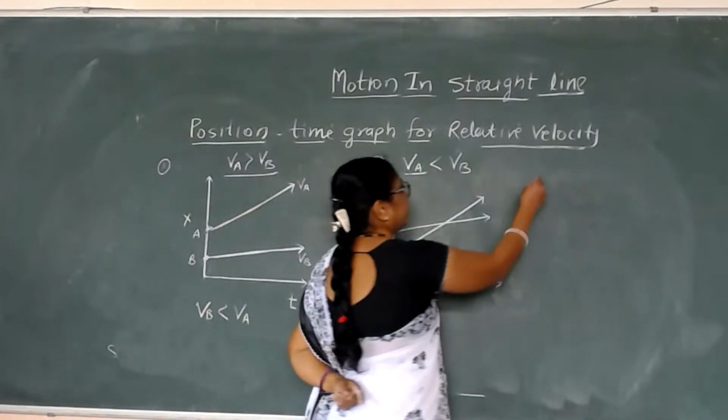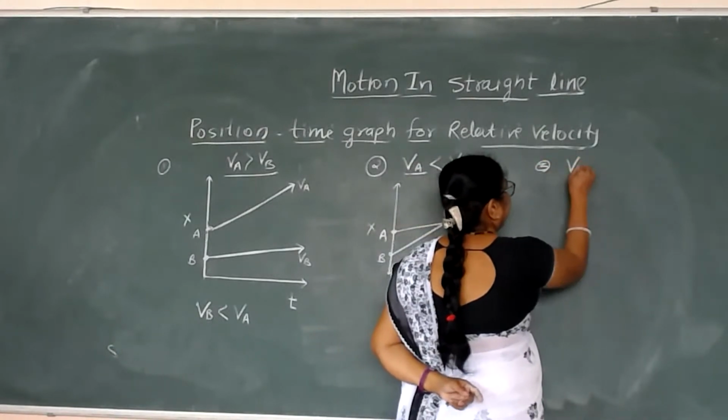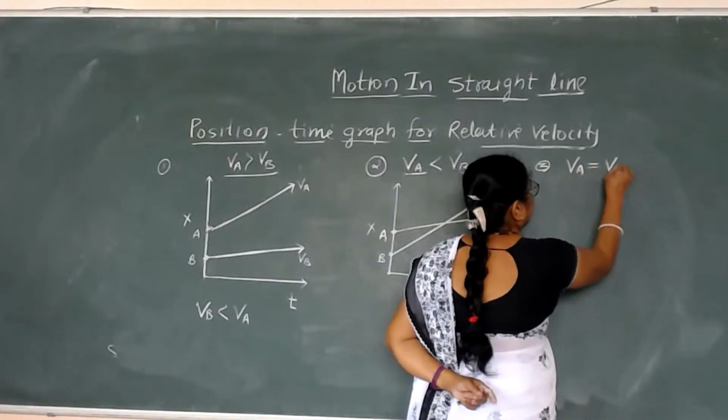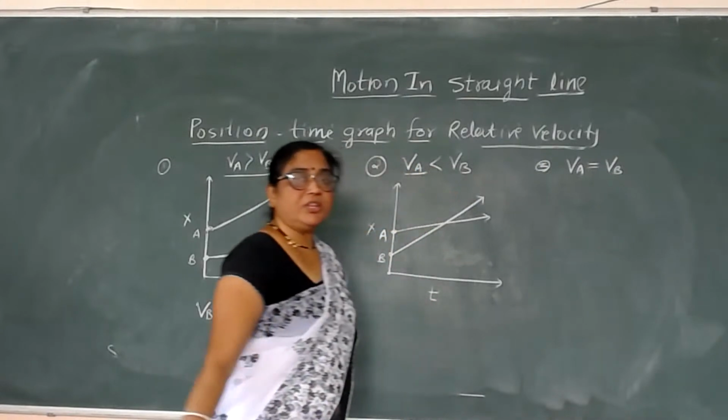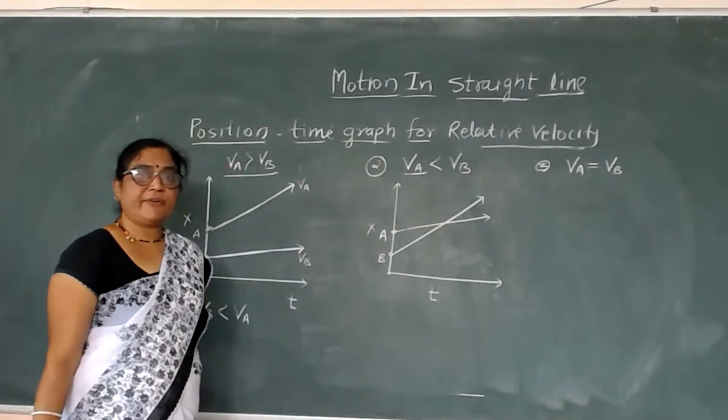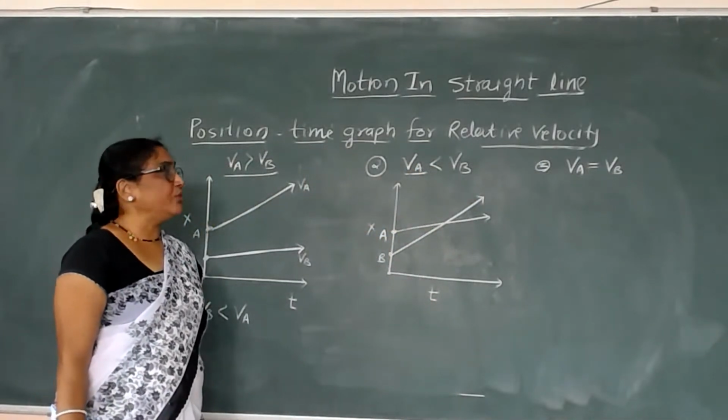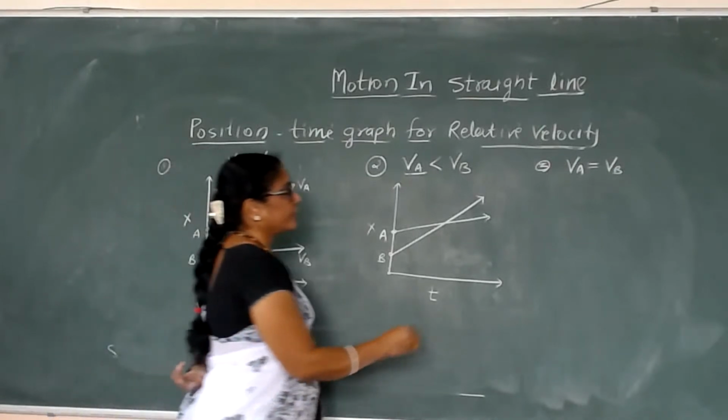Then the third graph, VA is equal to VB. Meaning there are two objects, and the velocity of A is equal to the velocity of B.